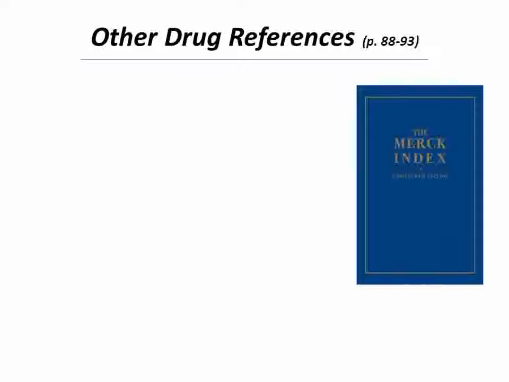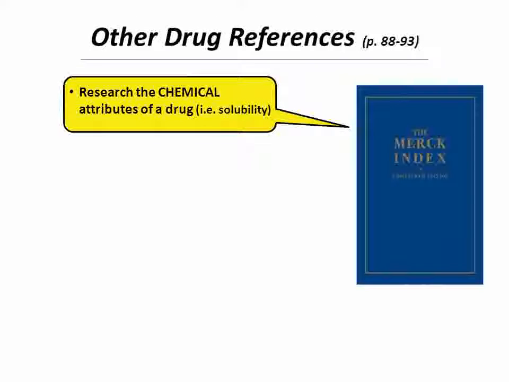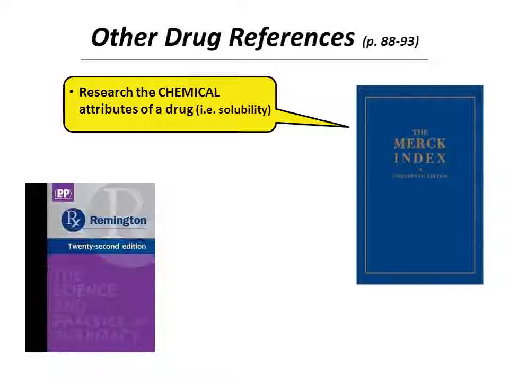This is easy to remember. We refer to this when we want to know anything about the chemical attributes of a drug. For instance, the solubility of a drug, what makes a drug dissolve. Anything that has to do with the chemical attributes of a drug, we refer to the Merck Index.